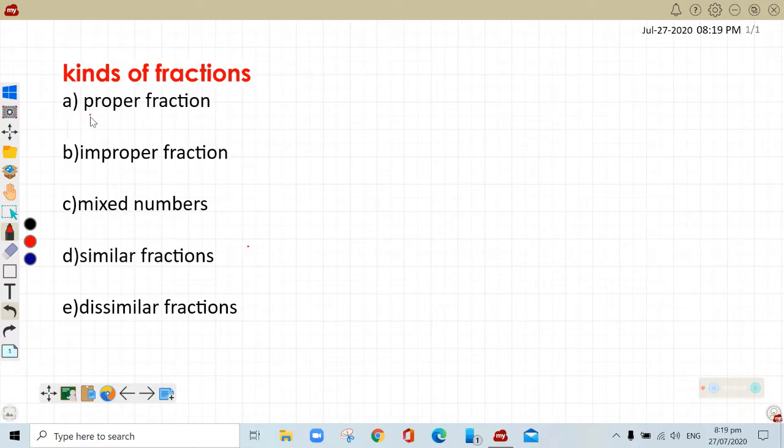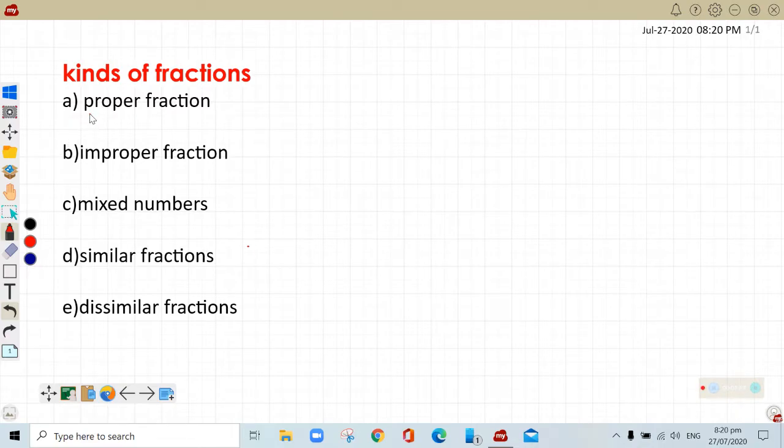For improper fractions, the numerator is bigger than the denominator. And for mixed numbers, these are fractions wherein there's a whole number and there's a fraction in it. And similar fractions are fractions that have the same denominator, and dissimilar fractions are fractions that have different denominators. So let's have an example.